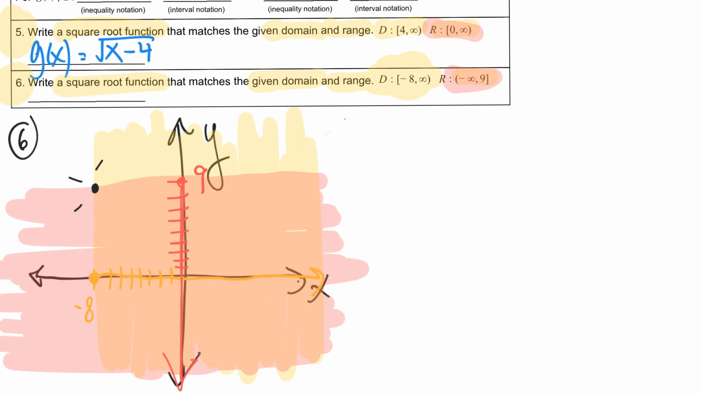If I have it exist over here, then it's only in the red. It only fits the range. It doesn't fit the domain too. So what I need is I need it to go downward like so. Let's call this one h of x.